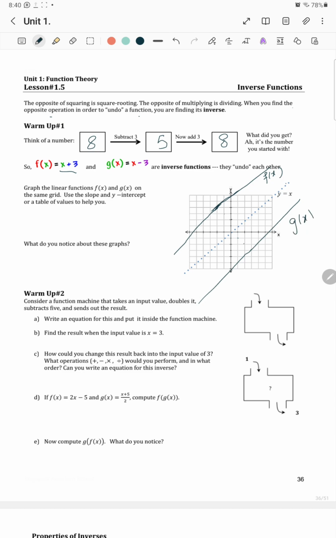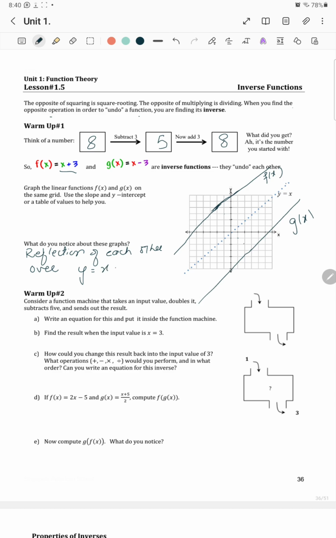Okay, what do you notice about these graphs? These graphs are a reflection of each other over the line y is equal to x. Reflection of each other over y is equal to x.